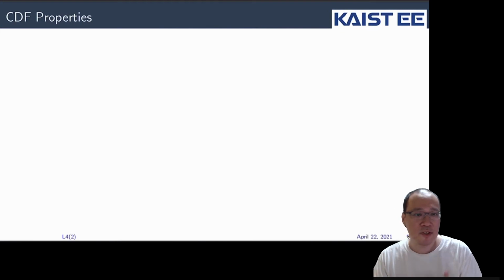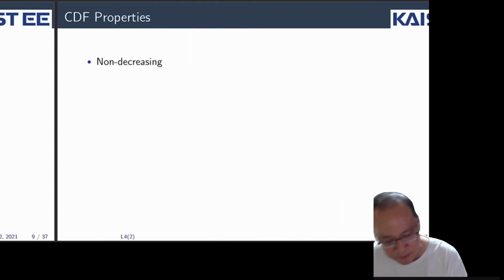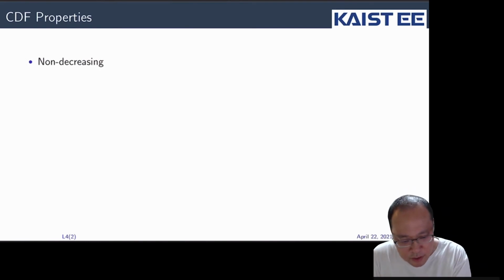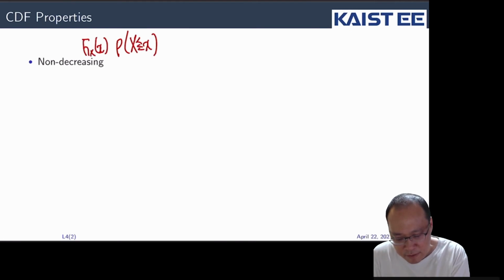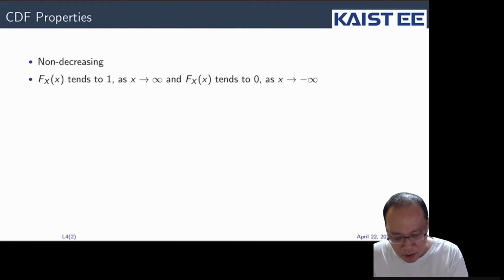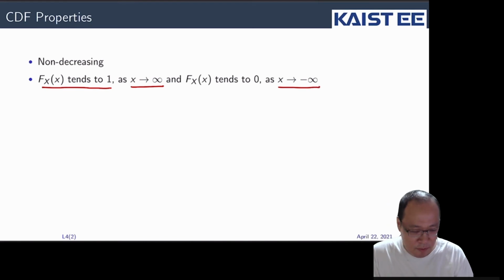So let's summarize the important CDF properties. First is that it's non-decreasing. Again, why is that? Because we are talking about this probability, and that's the CDF. So it's non-decreasing. And also when x goes to infinity, this CDF should go to 1, whereas if x goes to minus infinity, the CDF should go to 0.